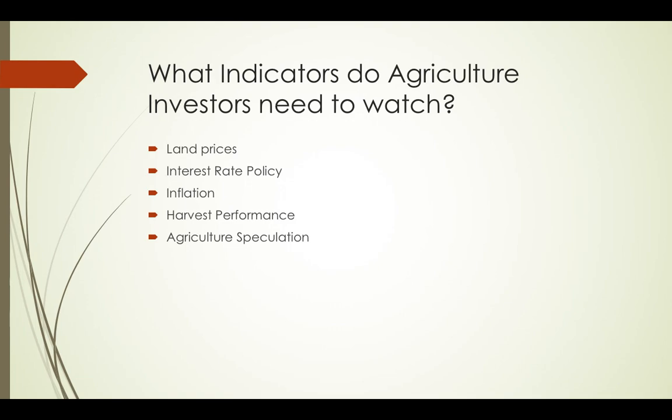Let's take an example that one farming land is around 30 kilometers from Delhi, and another farming land is around say 100 kilometers from Delhi. So here comes the factor of land prices. Second is interest rate policy and agriculture.